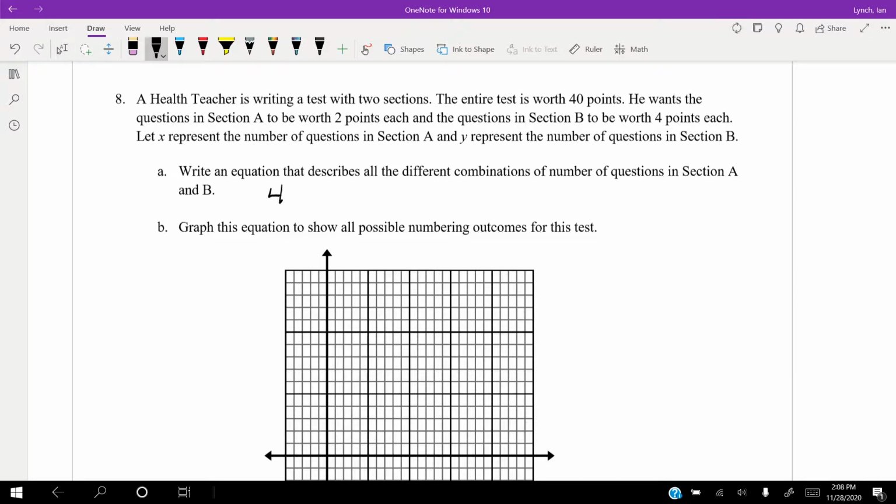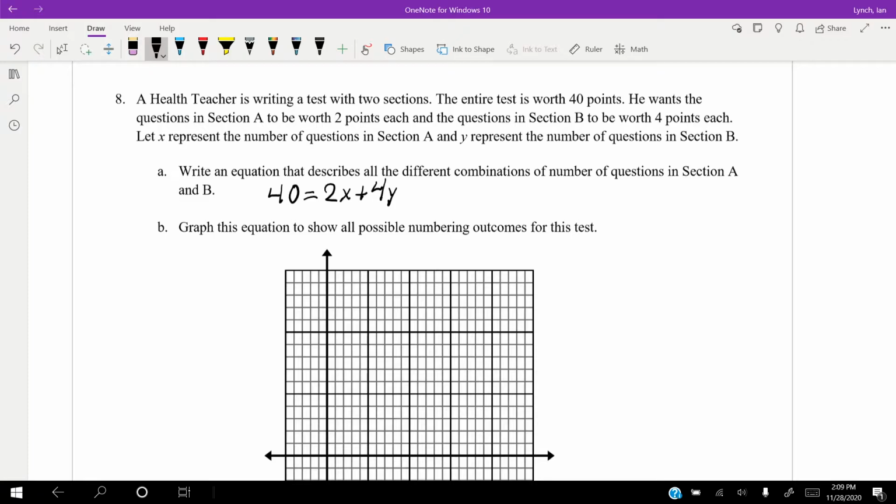So we're going to say 40 is equal to all the points in section A plus all the points in section B. Well, how many points are in section A? Well, it's 2 points per question, and there are x questions. And it's 4 points in section B for y number of questions. That's our equation. They're having us write this a little bit differently because they want to see that we can actually do this and change how things look and still be okay.